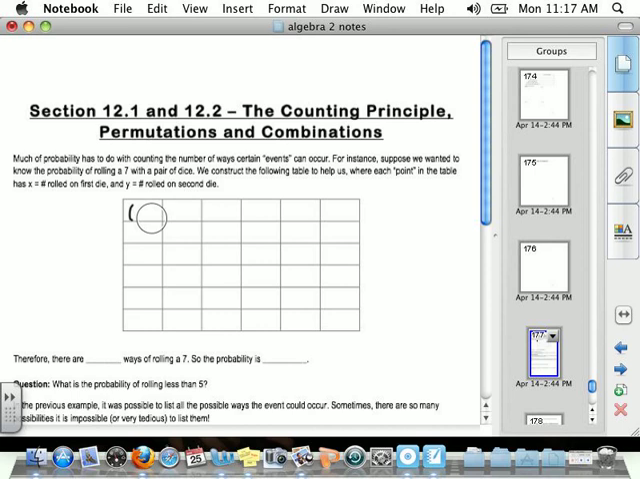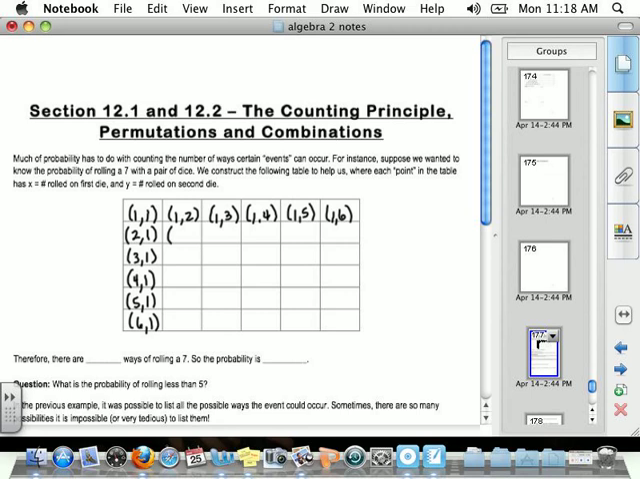I'm still messing it up. 1, 1, 1, 2, 1, 3, 1, 4, 1, 5, 1, 6. Okay, and then it's going to be 2, 1, and then 3, 1. See how it's going to go all the way down? Okay. So just keep filling in your table.